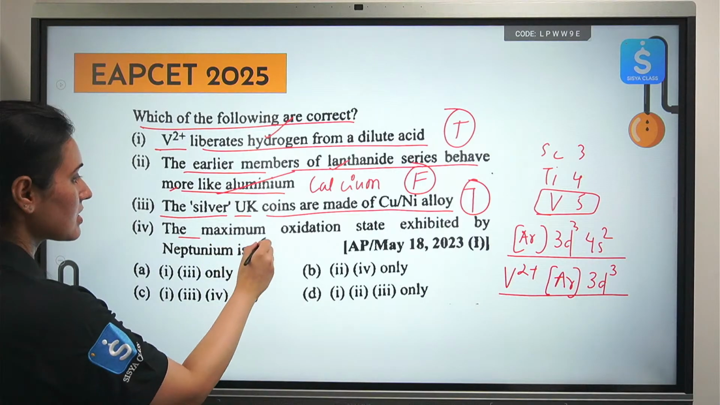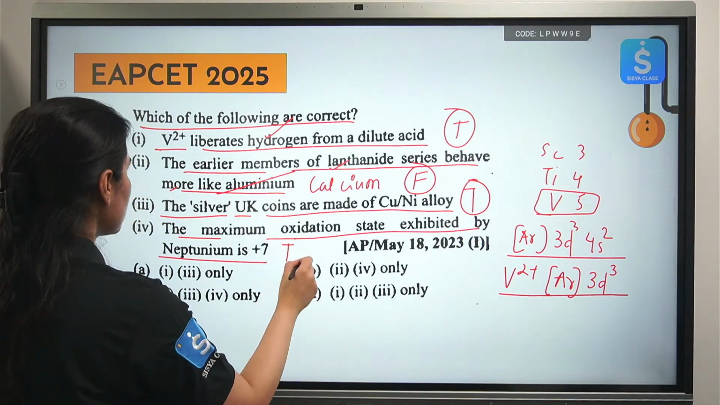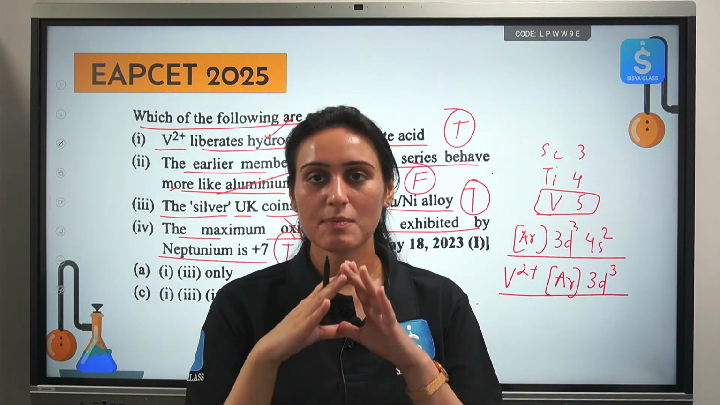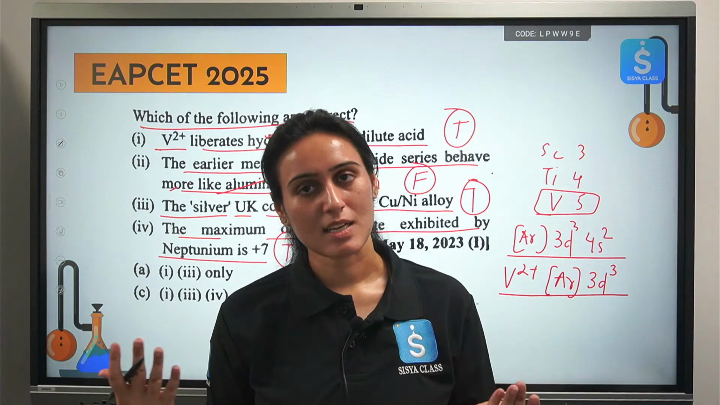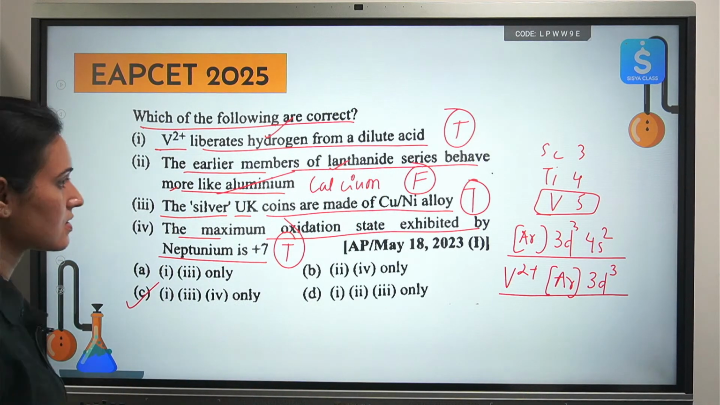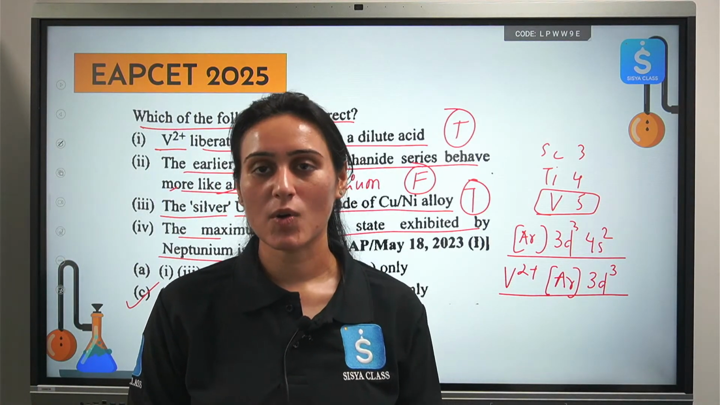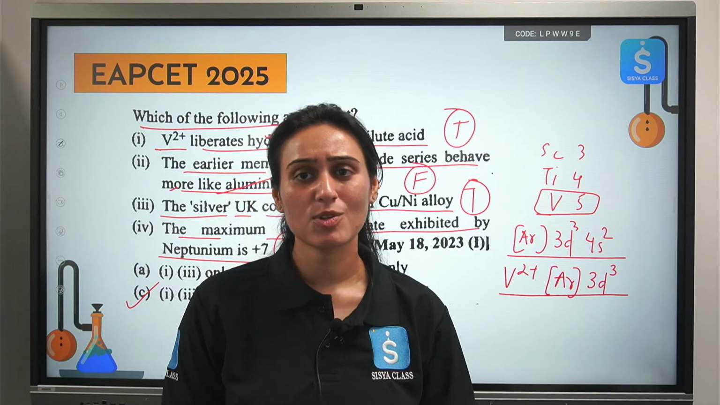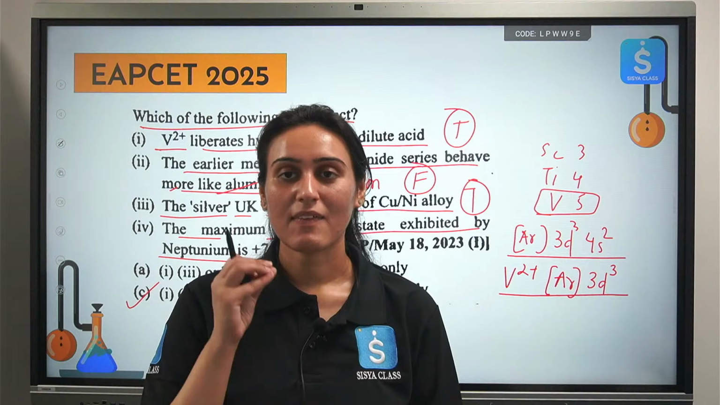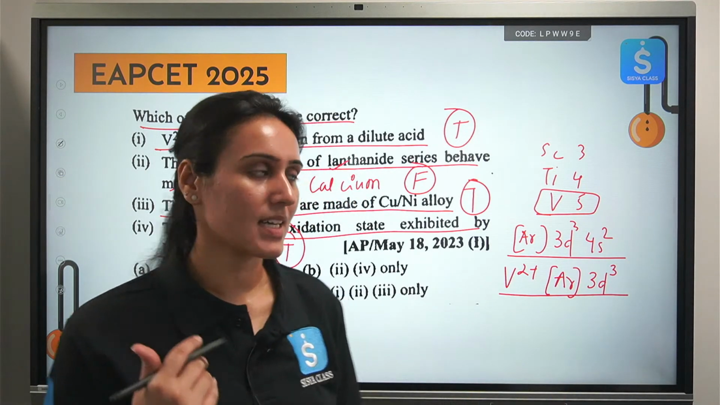The maximum oxidation state exhibited by neptunium is +7. This is also true. So the question was which of the following statements are correct? Only statement 2 is incorrect. Rest of the statements are true. Okay, so your correct answer will be first, third and fourth. Option C. So you have to remember the facts, otherwise you will not be able to answer the question in D and F block elements. There are no numericals involved here. Okay, so read the NCERT thoroughly, revise it 2-3 times, and then you will be able to answer these questions very easily. Okay, see the next question.